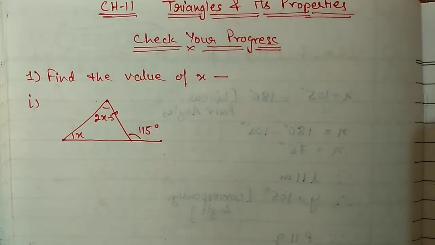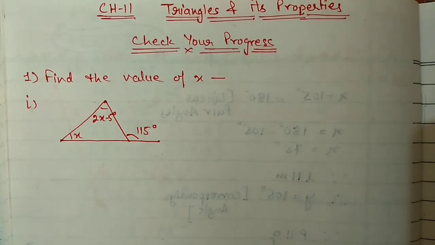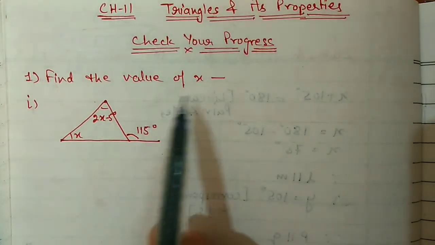Hello students, we are doing chapter number 11, triangles and its properties. Today we will do the check your progress questions from this chapter. So the first question is: find the value of x.